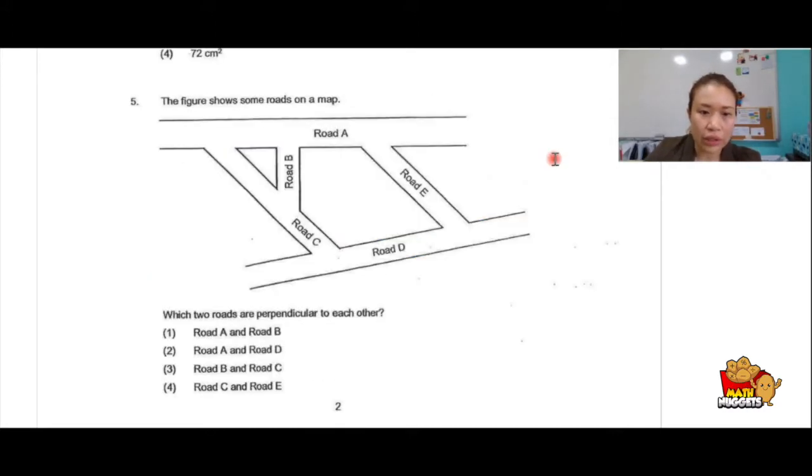Question 5, they're asking us which 2 roads are perpendicular to each other. Perpendicular means what? Right angles. They meet at right angles, right? So let's check one by one. Road A and road B, do they meet at right angles? A, B. Yeah, it does look like it, right? But let's check the second option. A and D. A is here, D is here. Well, they're not even touching yet, but they will not meet at right angles. So 2 is out.